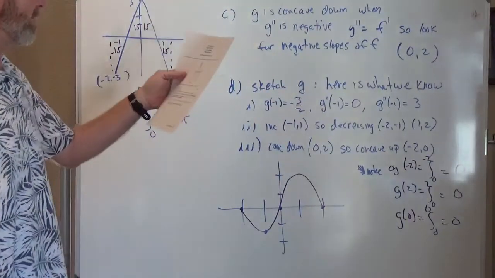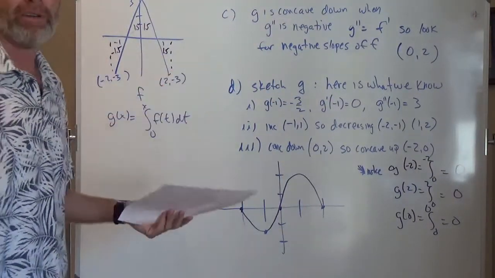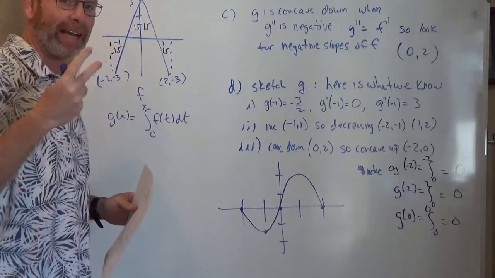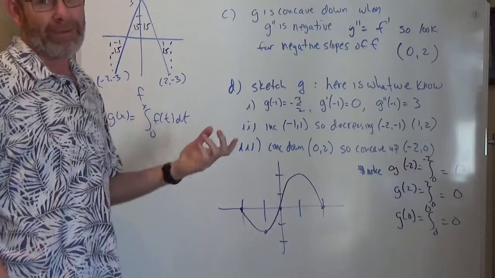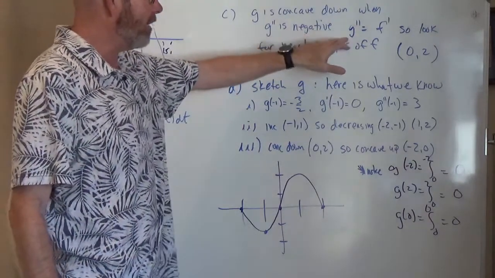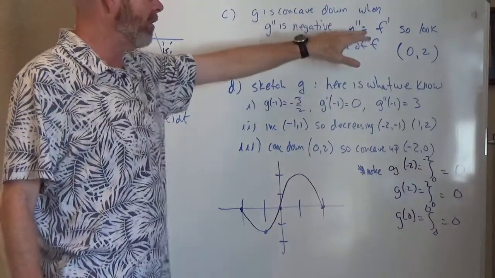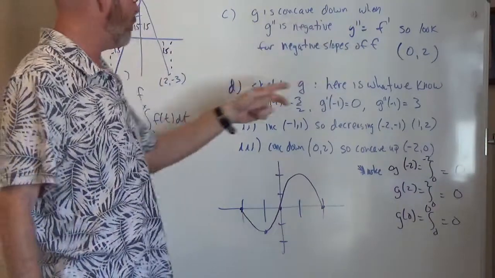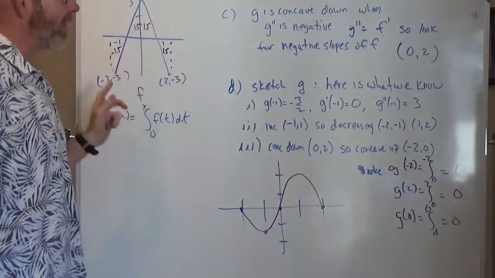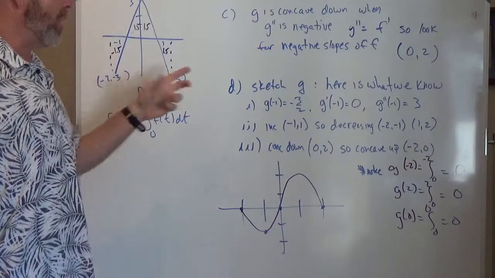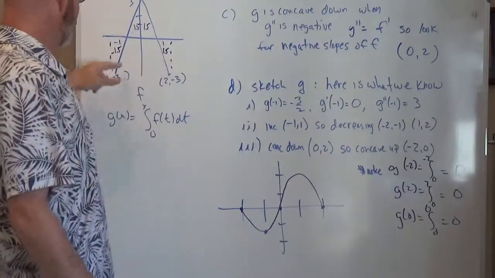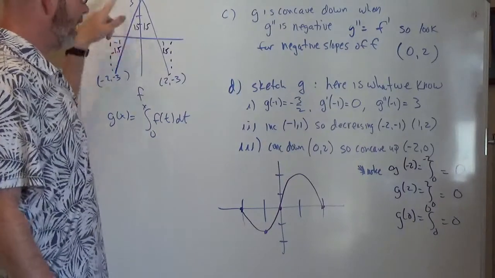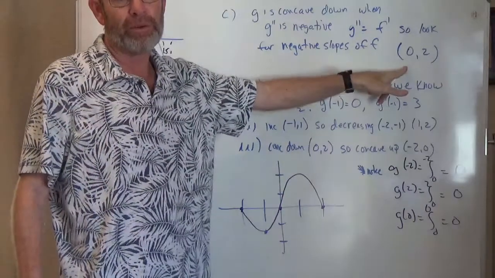Part C just asks when it's concave down. So same thing, concave down is second derivative. So concave down means the second derivative is negative. But the second derivative, remember from the other side, is the derivative of f. First derivative was f, second derivative is the derivative of f. So again, derivative of f is slopes. So I want to know when they're negative. So slopes are negative, positive here, negative here. So negative from 0 to 2.